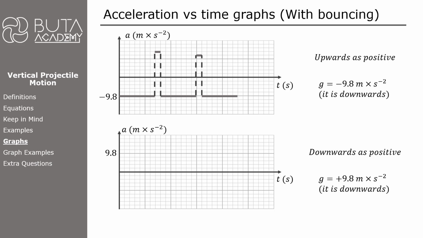If downwards is chosen as the positive direction, we are going to draw the mirrored version of the same graph. Positive and negative values on the graph above will swap positions.